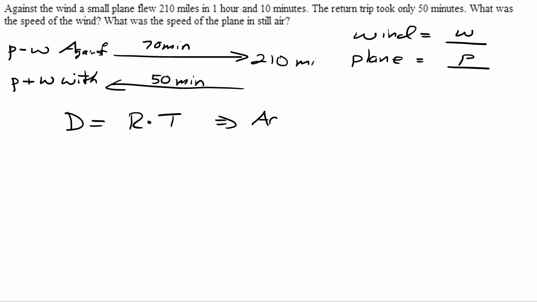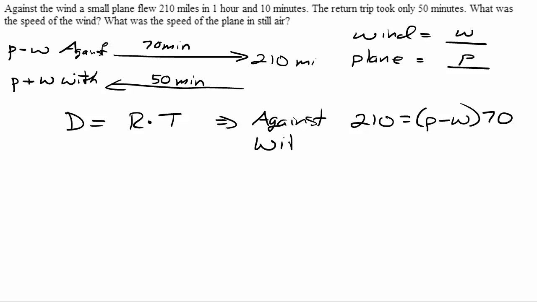So we have two cases. We have against: when they were flying against the wind, their distance, which was 210, equaled their rate, which was P minus W, times their time, which was 70 minutes. When they went with the wind, their distance, which was the same, is now a rate of P plus W and a time of 50. Okay, so now we've done all these steps. We've created or found our hidden equations.